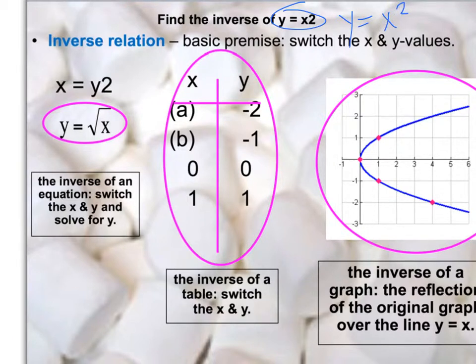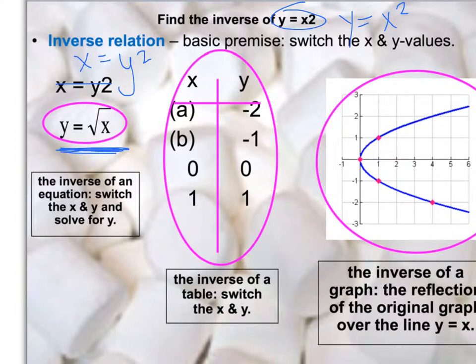So our basic premise is to switch the x and the y values. So here we're going to switch this out and make this x equals y squared, switching the variables. And so to unsquare this y, we need to take the square root. So we get that y is equal to the square root of x as my inverse function by switching them back.